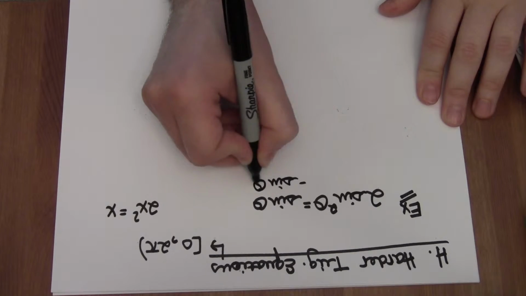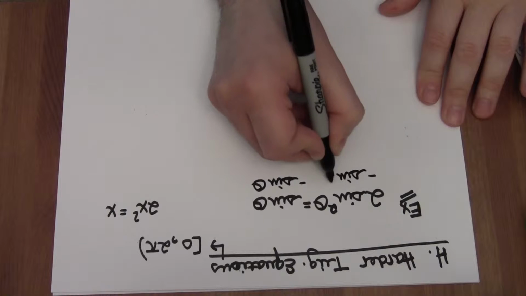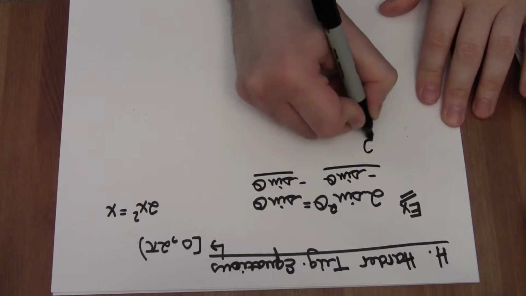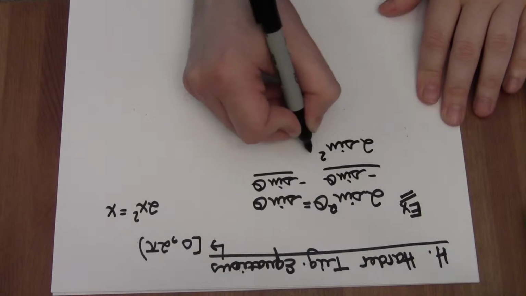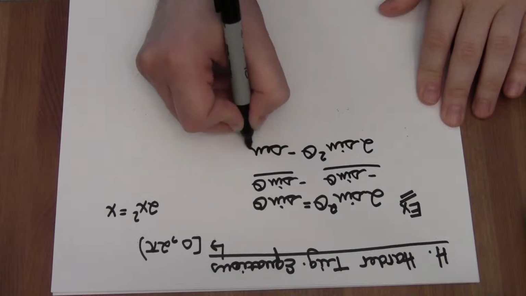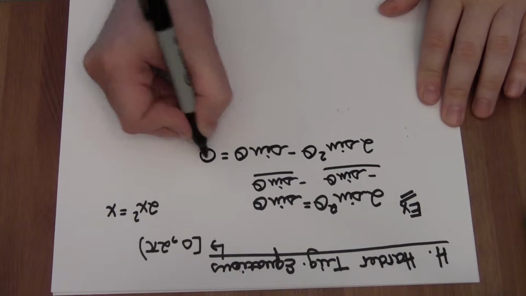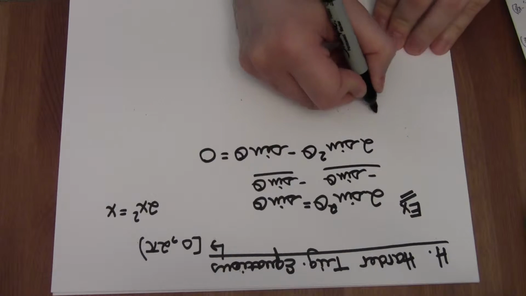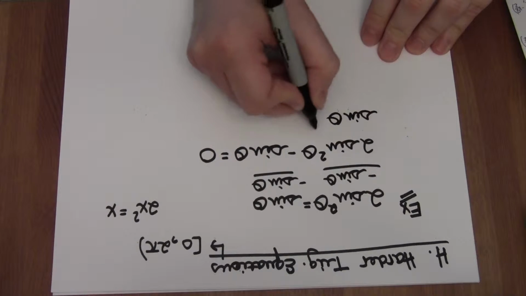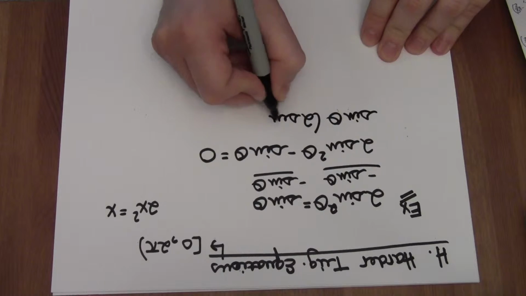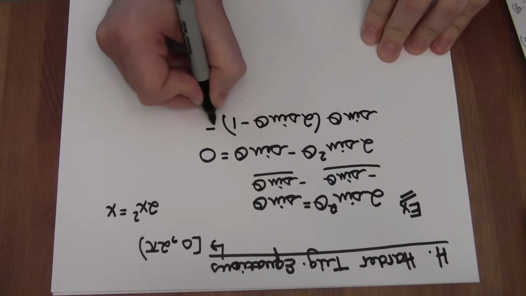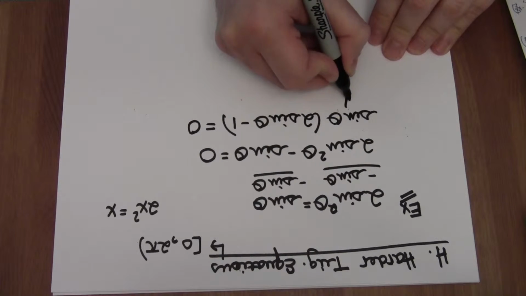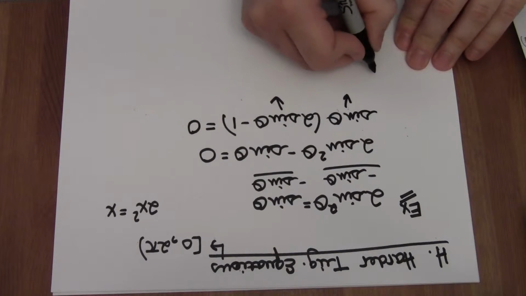I'm going to do the same thing over here. I'm going to subtract the sine of theta from both sides, giving me 2 sine squared theta minus sine theta equals 0. Now that it equals 0, I'm going to factor out my GCF. I'm going to get the sine of theta times 2 sine theta minus 1 equals 0. And I'm going to set those two parts equal to 0.